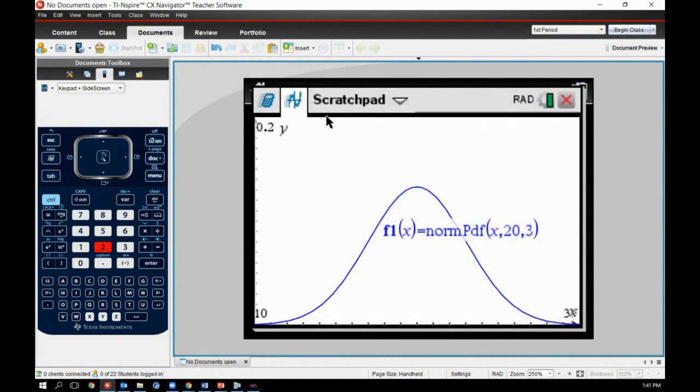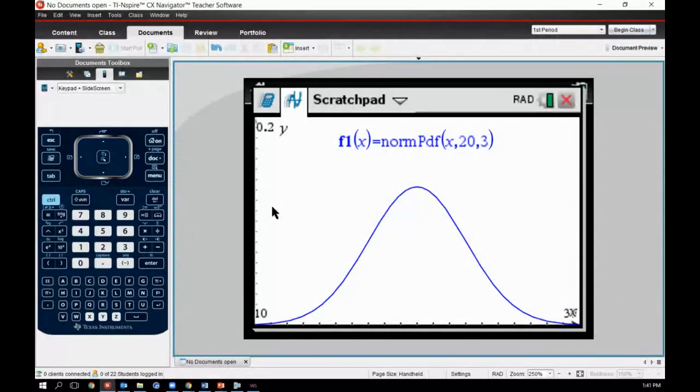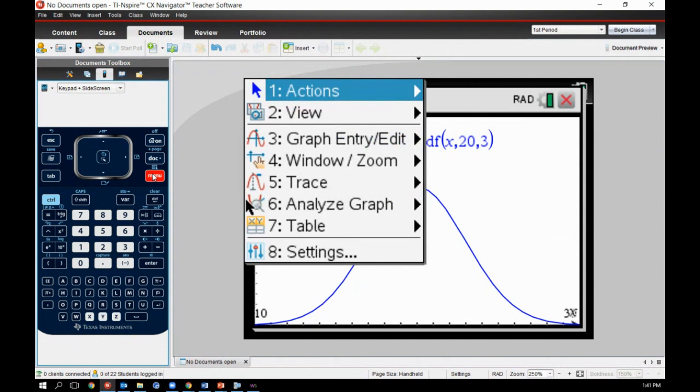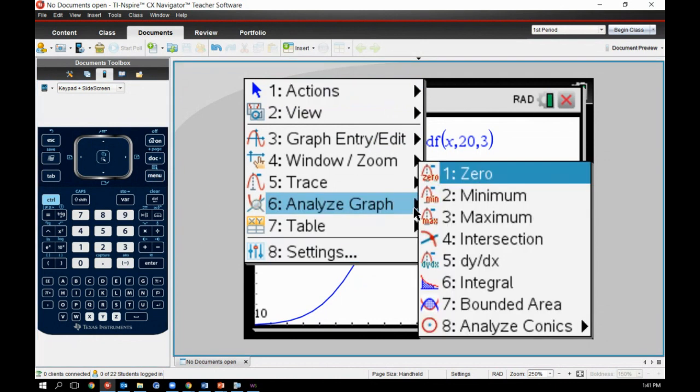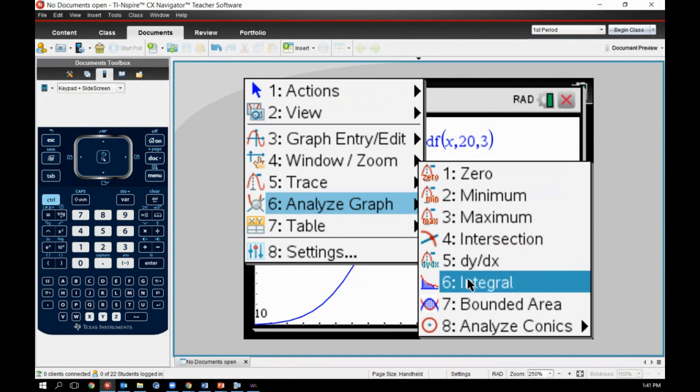Then hit OK, and it should pop up for you. Move that out of the way. Okay, so now let's find the area under the curve like we need. So we'll hit menu again, Analyze Graph, and then Integral, option 6.